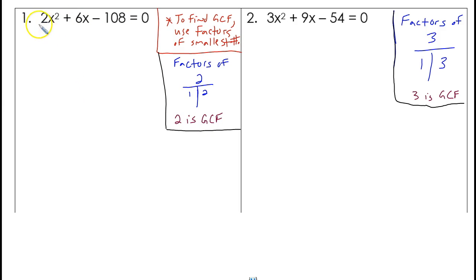So what we're going to do is divide all of these parts by 2. And the 2 that we divide out goes to the front. And the resulting trinomial is going to be in parentheses, still equal to 0. So what is 2x squared divided by 2? 2 divided by 2 is 1, which leaves us with x squared. Positive 6x divided by 2 is positive 3x. And negative 108 divided by 2 is negative 54.